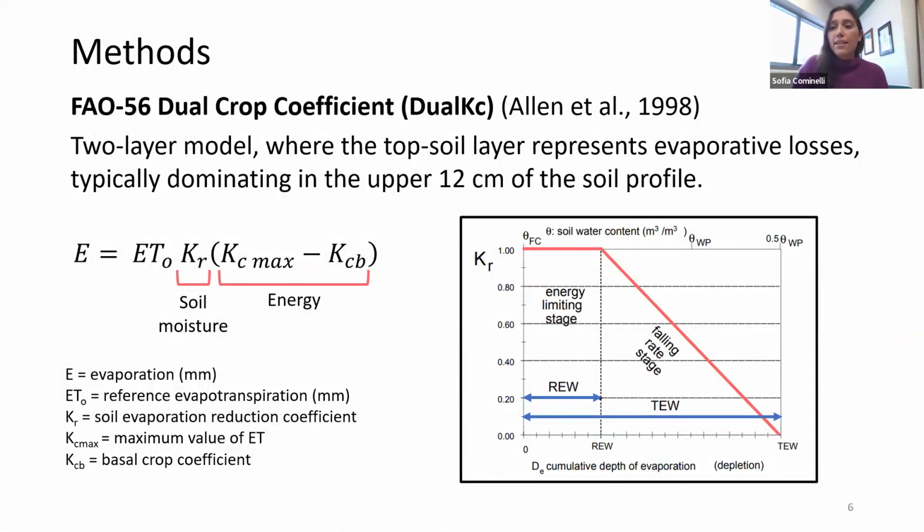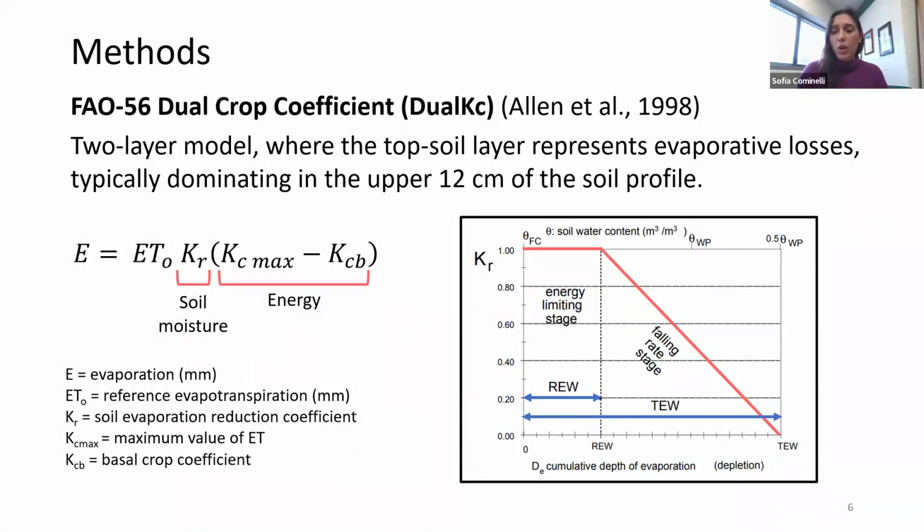So the model estimates soil evaporation by multiplying the reference evapotranspiration, that in this study I downloaded from the Kansas Mesonet, times the reduction coefficient Kr, that is going to represent the amount of water in the soil available for the evaporation process. And I'm also going to multiply those two parameters with the difference between the maximum value of the coefficient, Kc max, minus Kcb, which is the basal crop coefficient. That coefficient is going to vary according to the growing season.